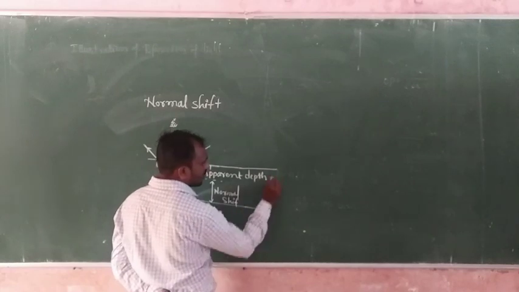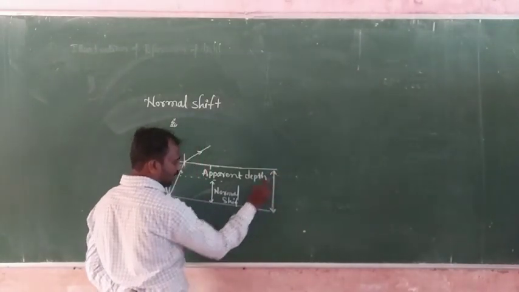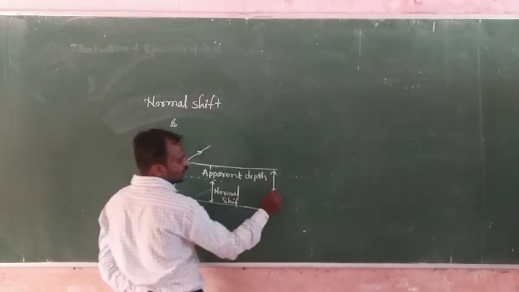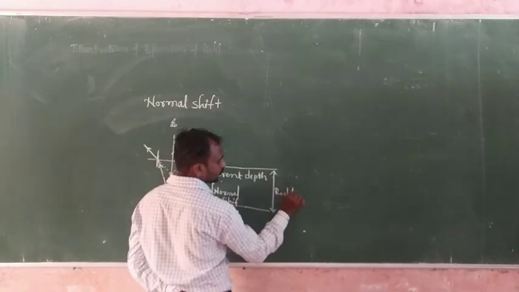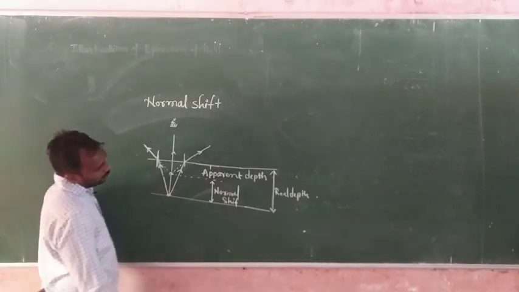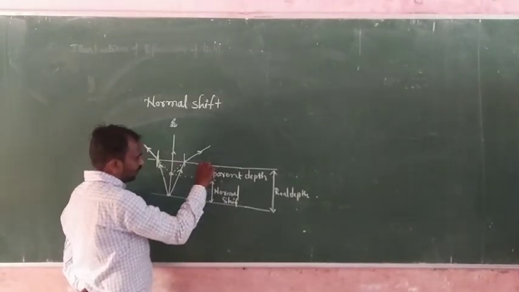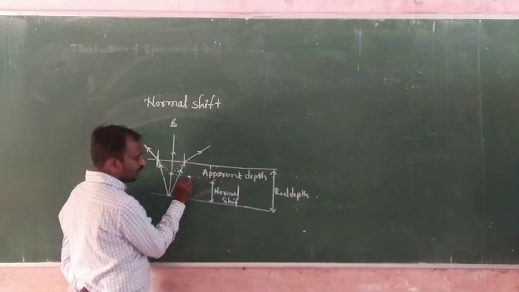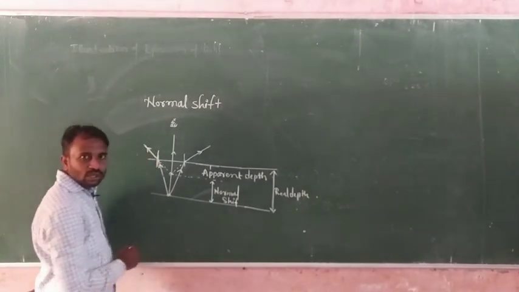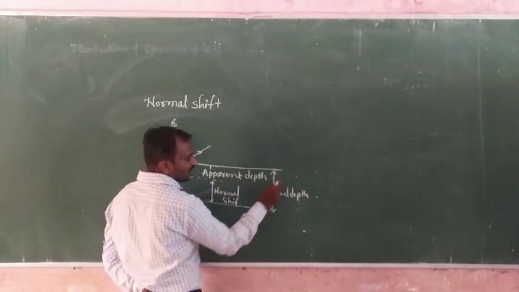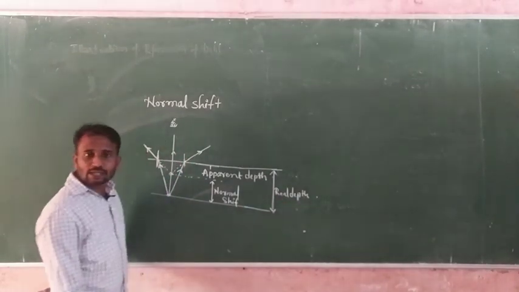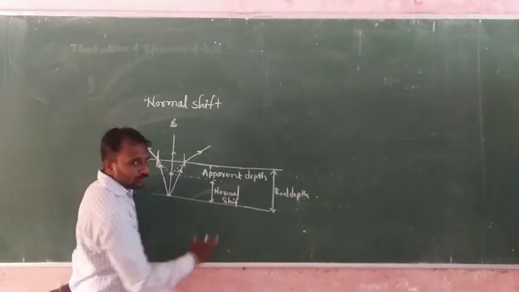And here, this distance, the distance from the refracting surface to the object, is what we consider the real depth. The distance between the refracting surface and the image of the object we consider the apparent depth, and the distance from the refracting surface to the actual position of the object is the real depth. And another one is the normal shift.